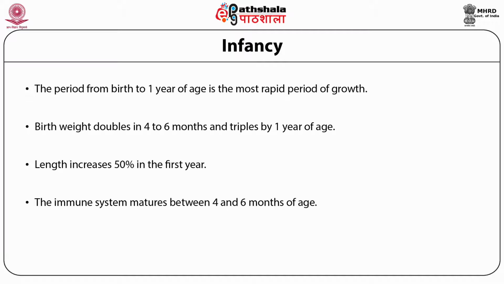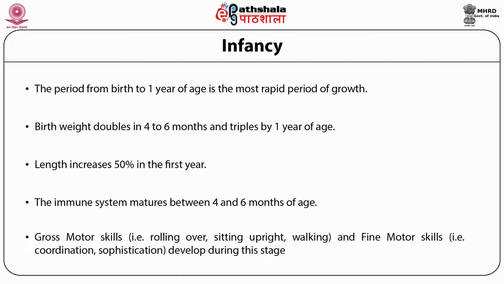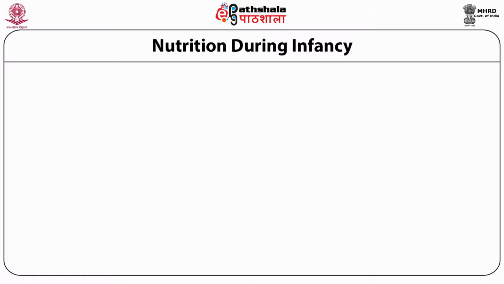During the infancy stage, the motor skills, both gross as well as fine motor skills, also change. They also develop to their extent. Like the gross motor skills, which include rolling over, sitting upright, walking with or without support, they develop during the infancy stage only. And the fine motor skills, which are the coordination and sophistication in a child, also develop by the infancy stage of an individual.